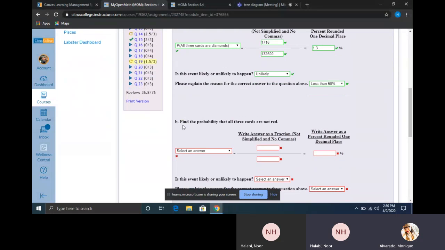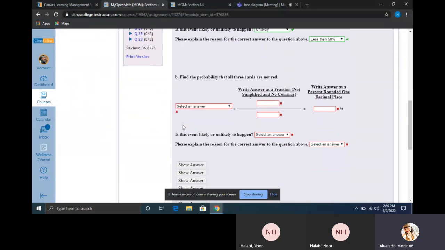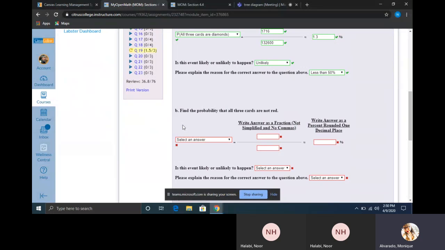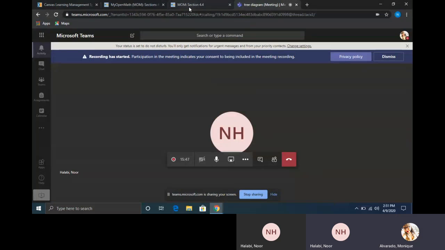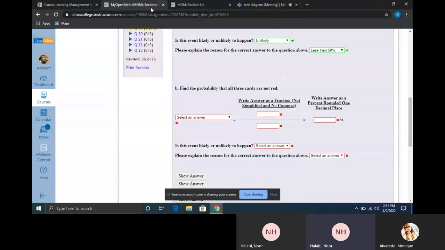Awesome. Okay, so this one right here: find the probability that all three cards are not red. So what does not red mean? That would be all the black cards? Exactly. We know there are 13 cards of every single suit, right? So how many black cards do we have? You said 26, right? Yes, 26, exactly, because 13 plus 13.